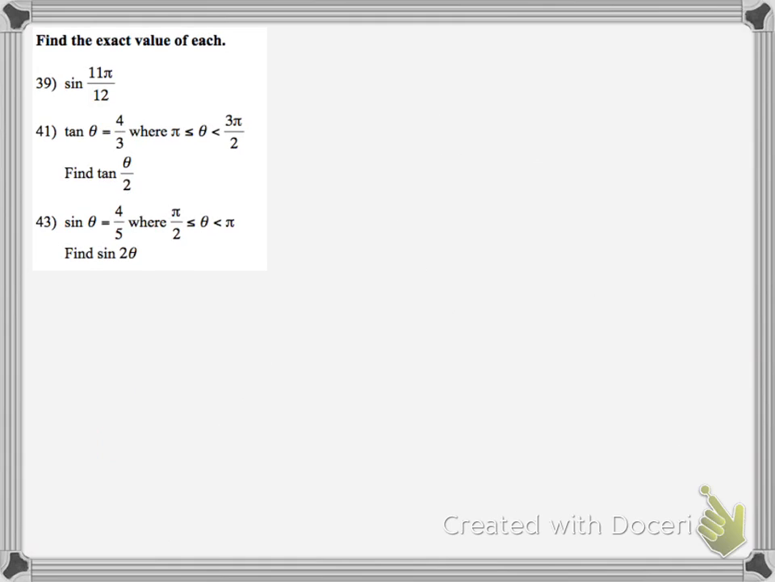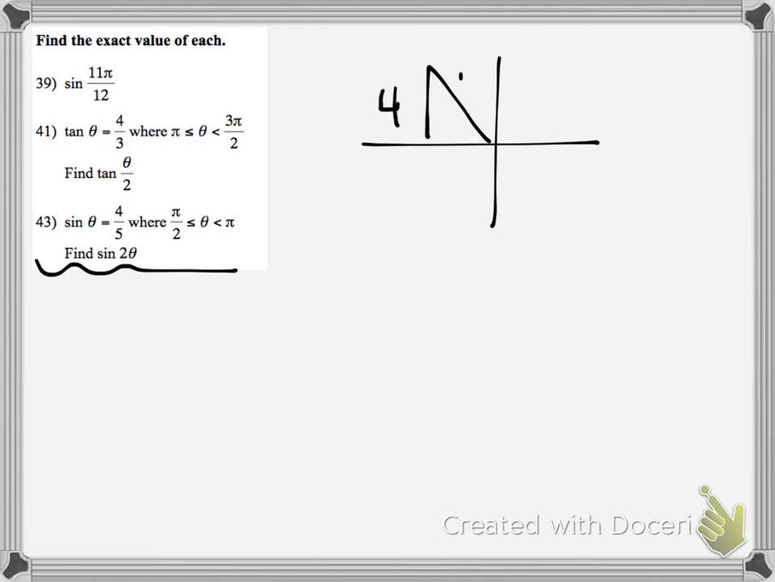Next slide. So 43 is what we're working on. And again, we're given some information. Our sine is 4 over 5, and we are in the second quadrant for that one. Pi over 2 to pi. So we're over in this quadrant right here. Sine is opposite over hypotenuse, and then if we did Pythagorean theorem, we'd get a negative 3 right there. We want sine of 2 theta.